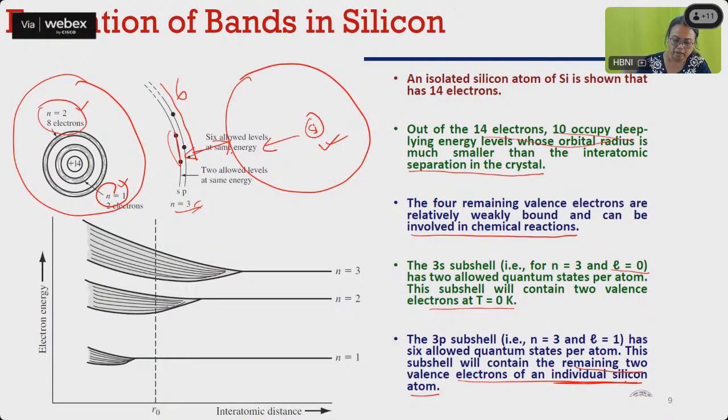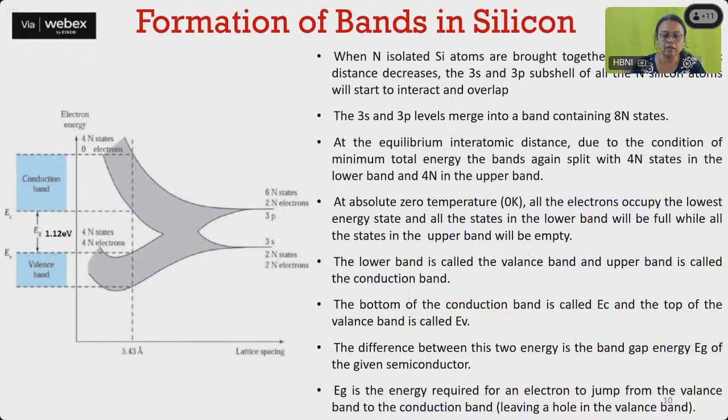Now we are talking about this kind of interatomic distance where there is only one silicon atom. What happens when they start coming closer to each other? When n isolated silicon atoms are brought together, as the interatomic distance decreases, the 3s and 3p subshells of all the n silicon atoms will start to interact and overlap. The 3s and 3p levels merge into a band containing 8n states.